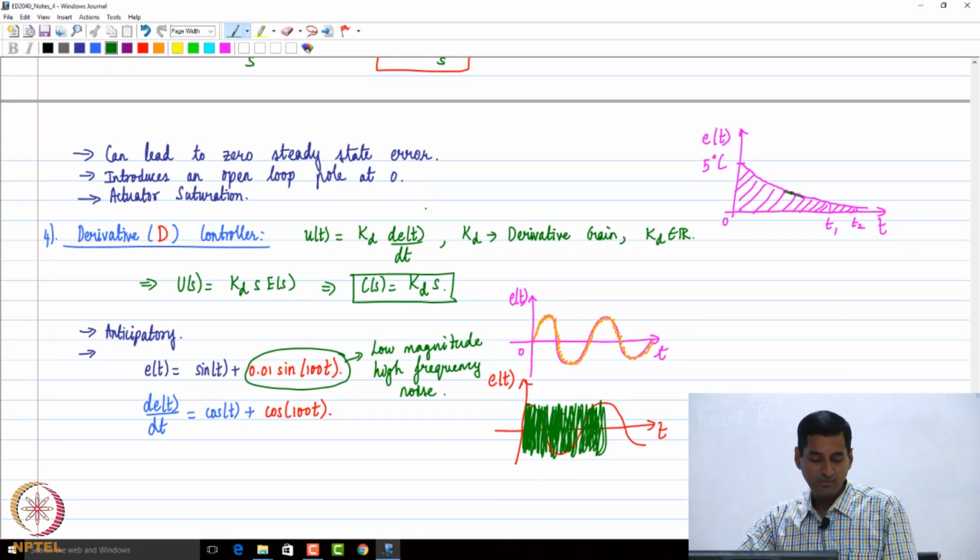So what is one way by which you can remove this effect? Integration. I want to remove the effect of this low magnitude, high frequency noise. What can I do? Filter, right? You can use a low pass filter. So just check out how this derivative control is realized in MATLAB, and come and tell me tomorrow. Then you will understand what this means.